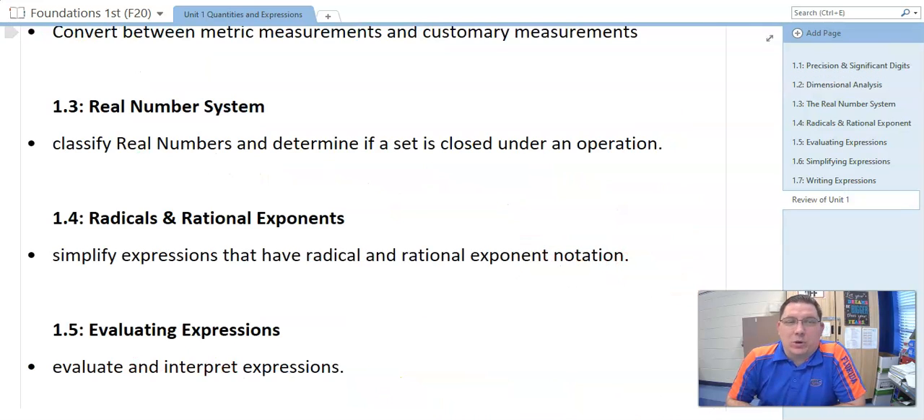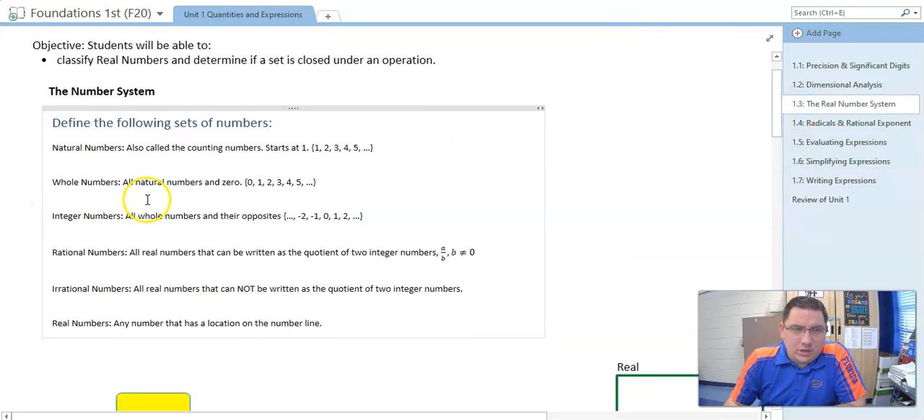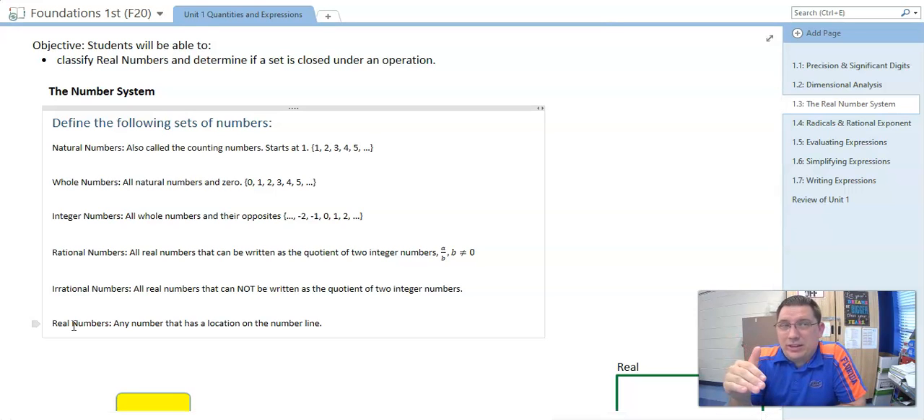All right, so let's look at 1.3 in the real number system. In this section, we looked at how to classify real numbers and determine if a set is closed under an operation. And so in 1.3, remember that we talked about the different sets of numbers: natural, whole, integer, rational, irrational, and real. And some of the things there, remember, are that rational numbers have to be able to be written as a fraction, right? It could be a decimal, but it has to be able to convert to a fraction.